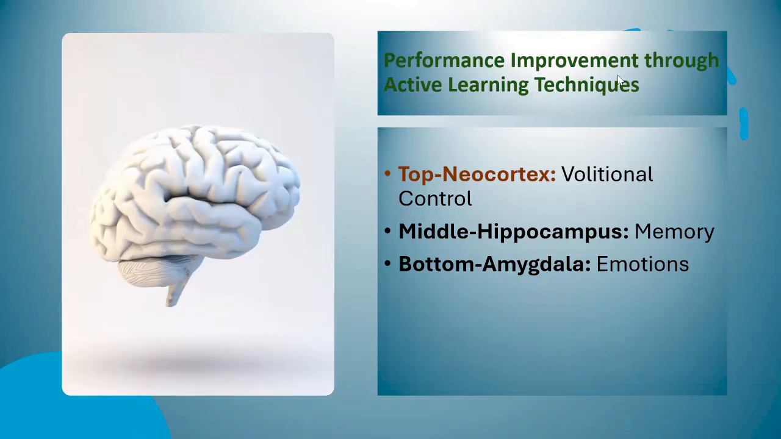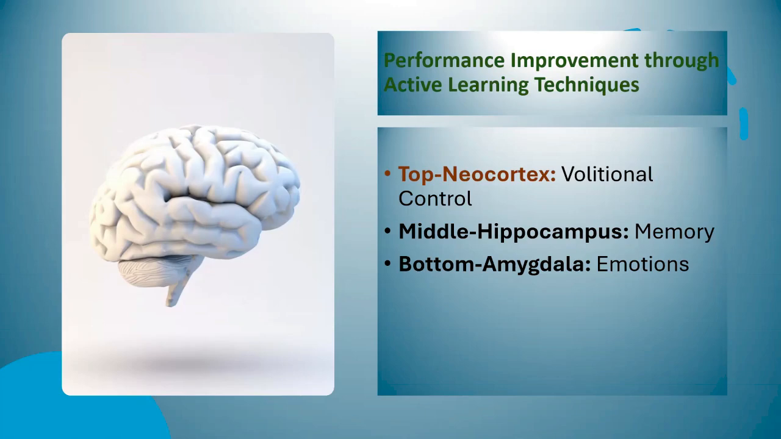Now, performance improvement through active learning techniques. Through active learning techniques, how will our performance improve? For this also, there are 3 things responsible. On the top part, we have got our neocortex. It helps in volitional control. What's the meaning of volitional control? What comes under this? Conscious approach and intentional approach. These things come under volitional control.